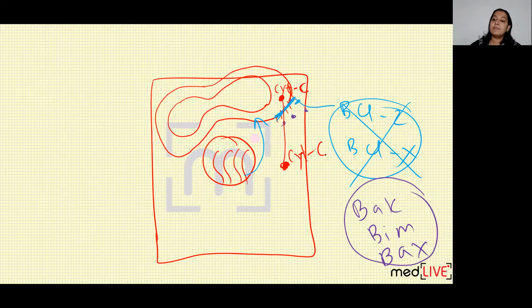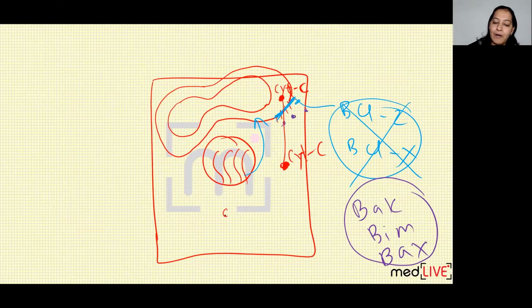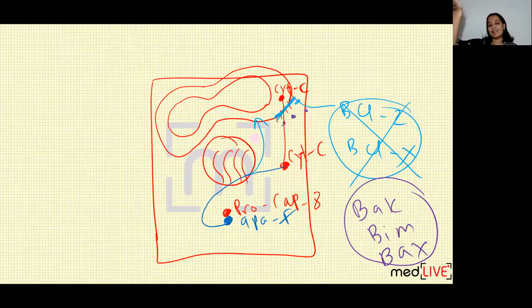In the cytoplasm, there is procaspase 9. There is a pair, procaspase 9. Procaspase 9 is inactive. In that earlier mechanism, there was procaspase 8; in this mechanism, there is procaspase 9. It forms a pair with another molecule known as APAF1. APAF1 keeps it inactivated.